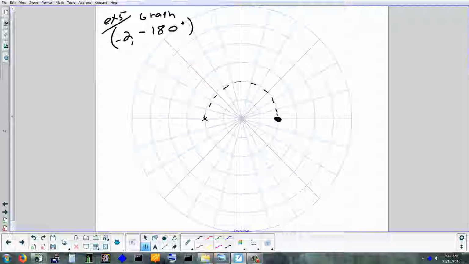If I went the wrong way, what would happen in this problem? Still the same spot. It wouldn't make a difference because 180, negative 180, that's halfway around either way. So again, technically I followed the dotted line. I went clockwise.